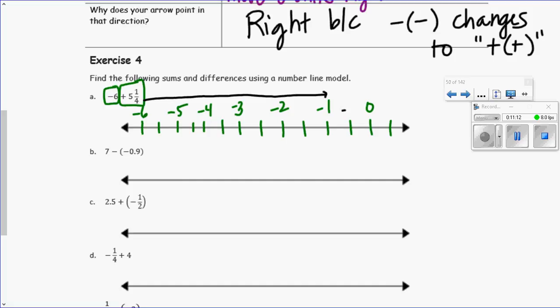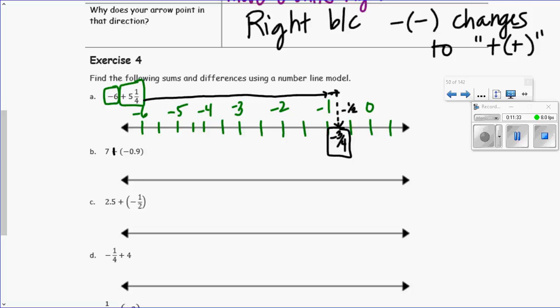This is -1/2. I don't want to go another half. I just want to go another quarter. So right in between -1/2 and -1 is -3/4. -3/4. Okay, that was a tricky one. Let's look at the next one.